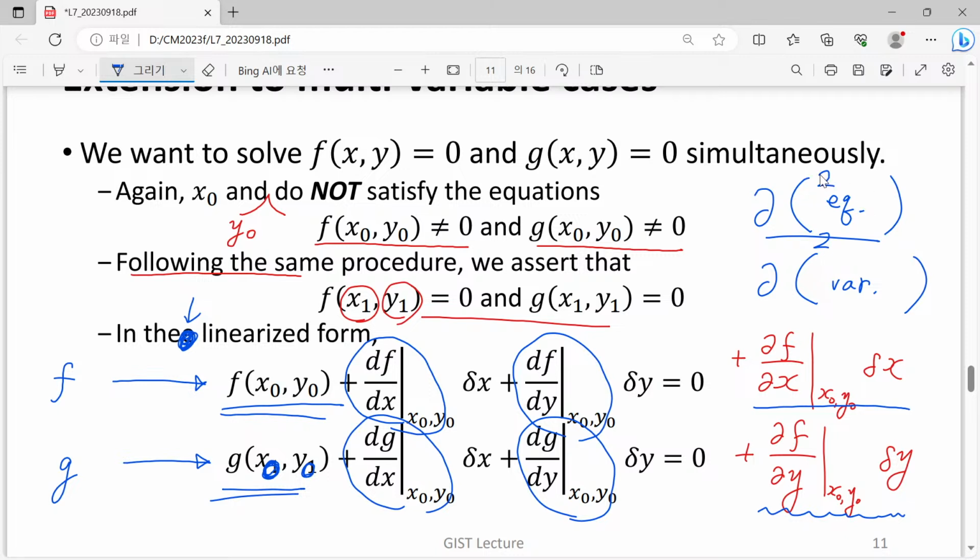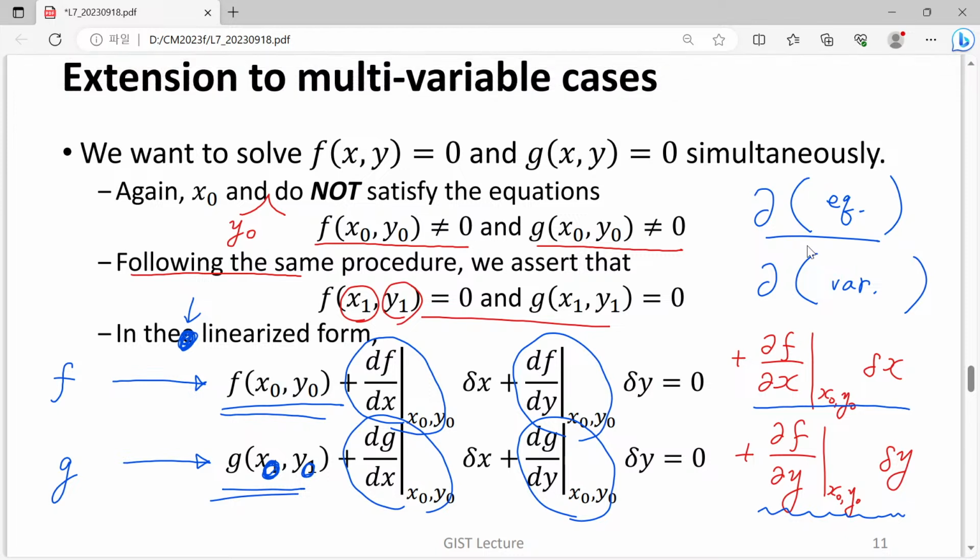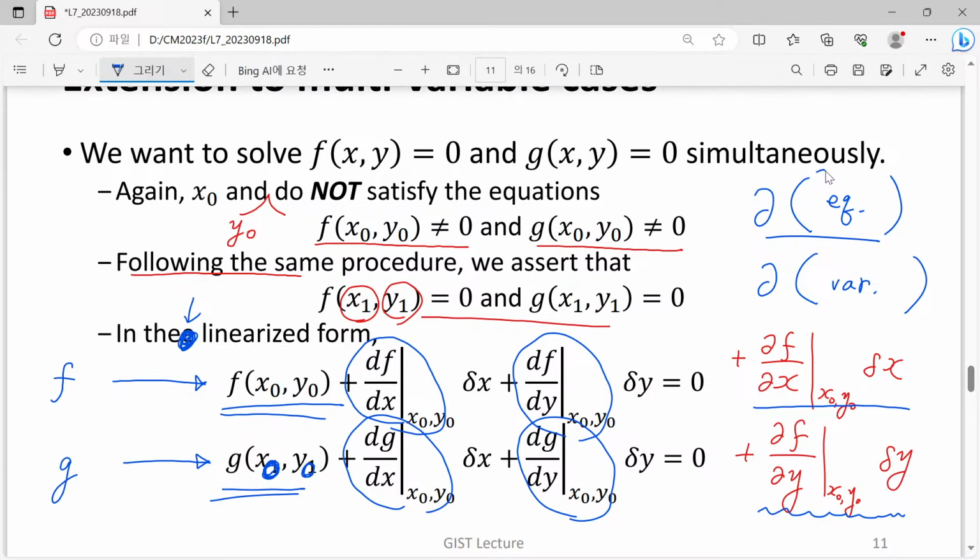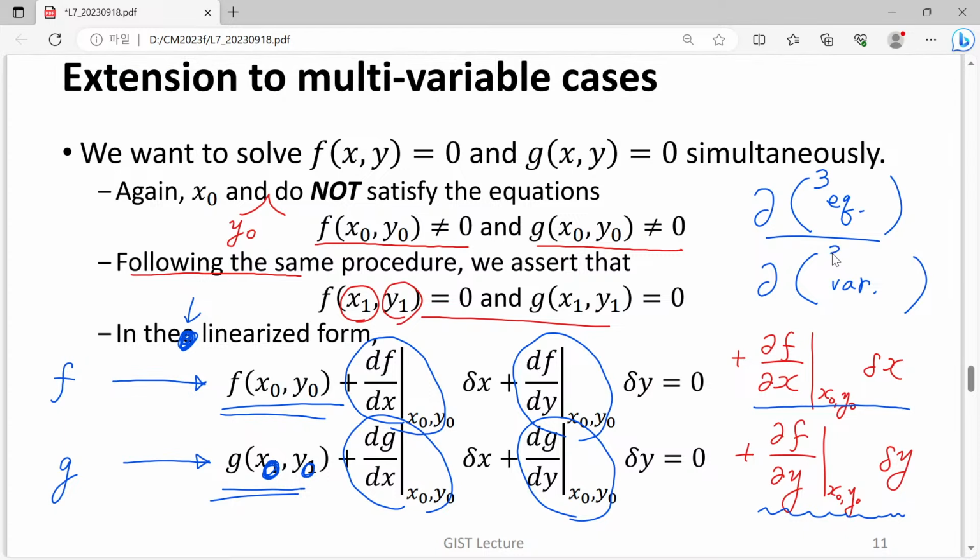Instead of 2, let's say that now we want to evaluate 3 equations and 3 variables. Then what will happen? In this case, we must consider 3 equations and 3 variables. So calculation of first order derivatives should be done 9 times. Then how about function evaluation? Function evaluation is only related with the equation number, so therefore we will perform only 3 function evaluations. So are you with me?